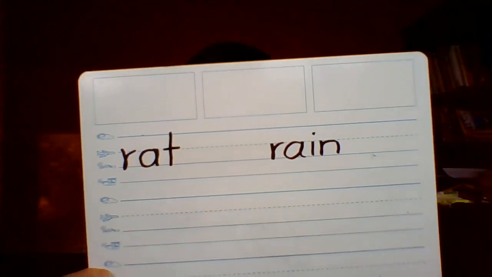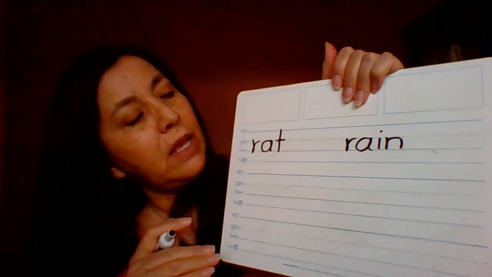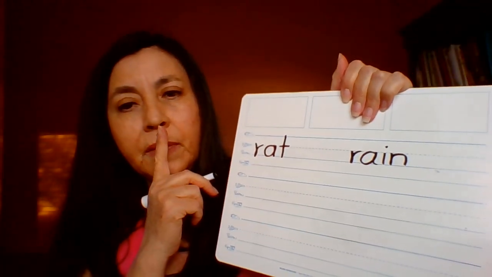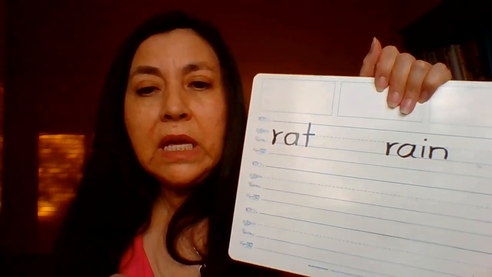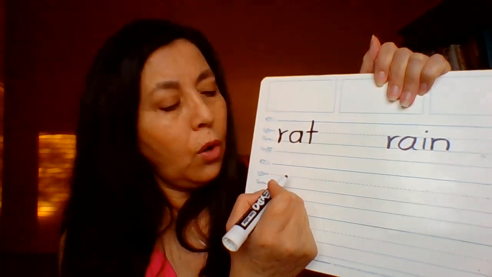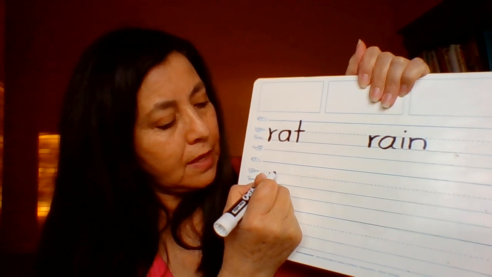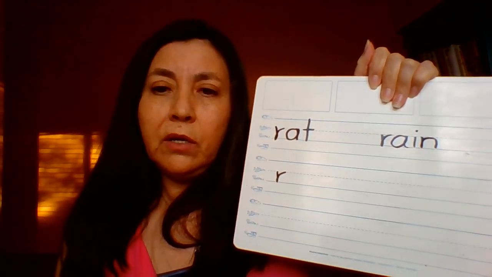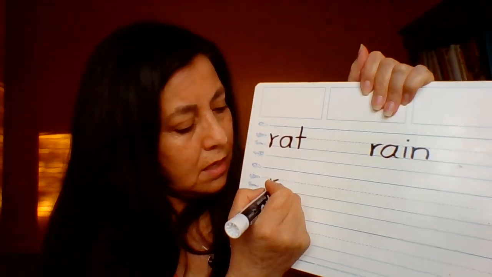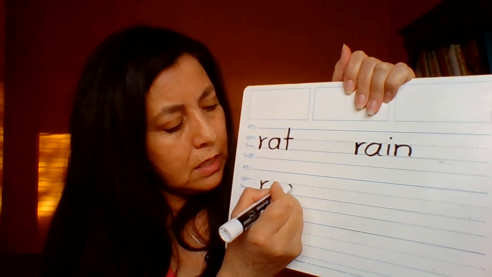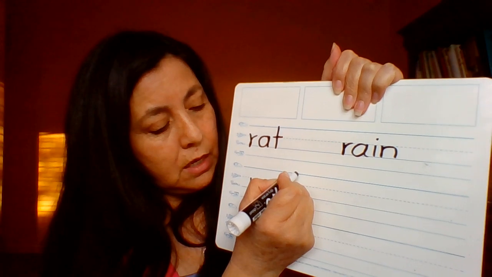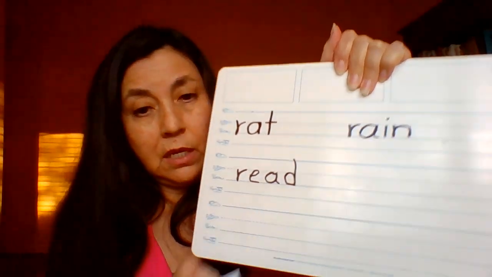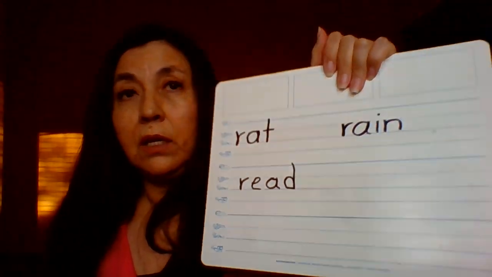So can you think about another word with letter R? Oh, one that I like. Read. So E. What letter do I write? E. Read. This one doesn't sound, but I write it. Read. I like to read.